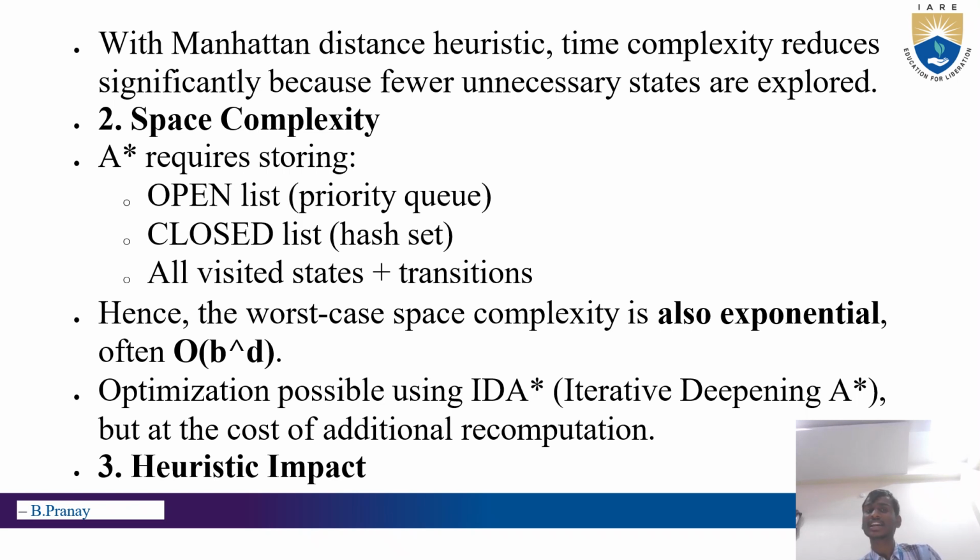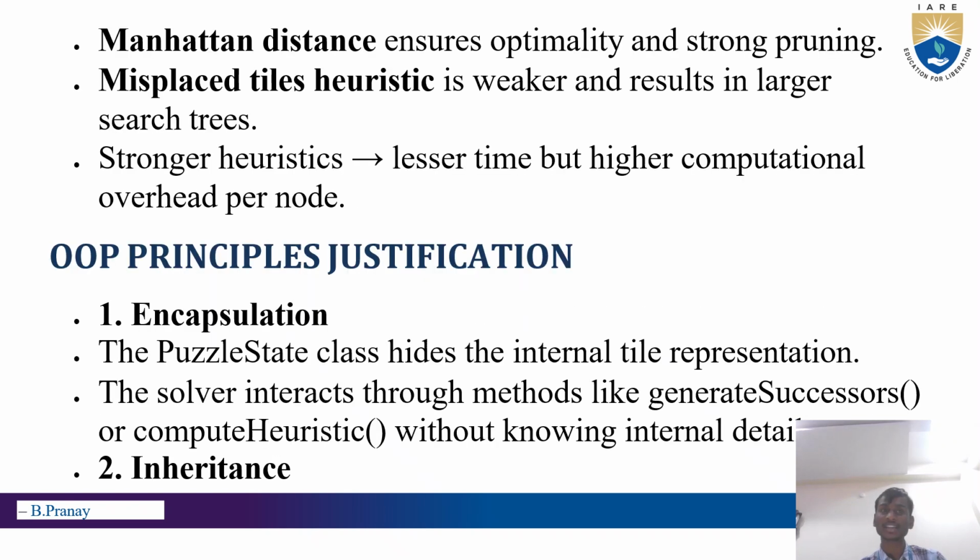Space complexity: it requires storing the open list, closed list, and all visited states plus transitions. Hence, it will also be an exponential case. And heuristic impact: Manhattan distance ensures optimality and strong pruning, whereas the misplaced tiles heuristic is weaker and results in longer search trees. Stronger heuristic, lesser time, but higher computational overhead per node.